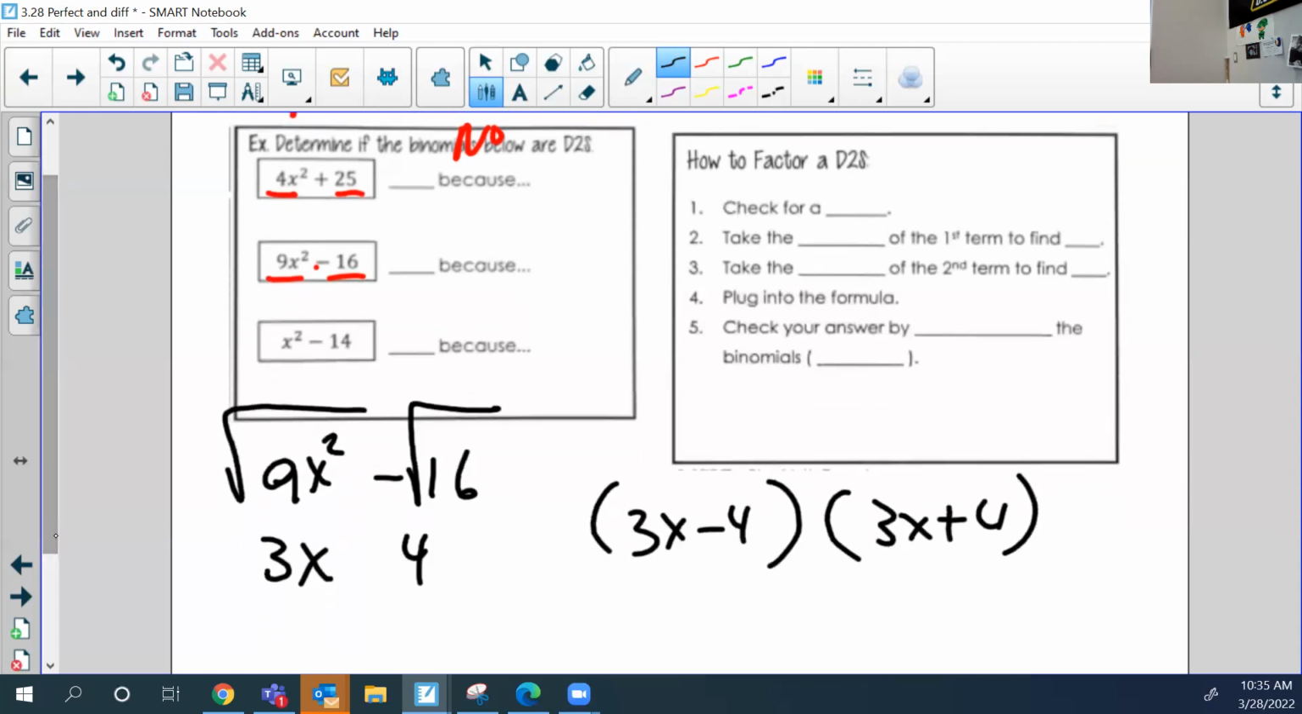All right. What about 14? Is that a difference of two perfect squares? Well, this is a perfect square, but 14 is not a perfect square. So no, this is not a difference of perfect squares.